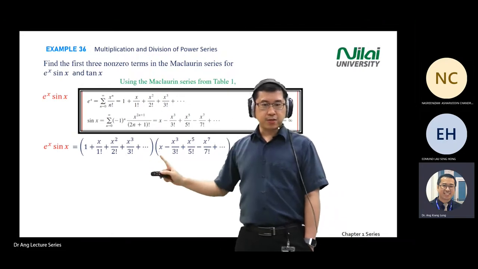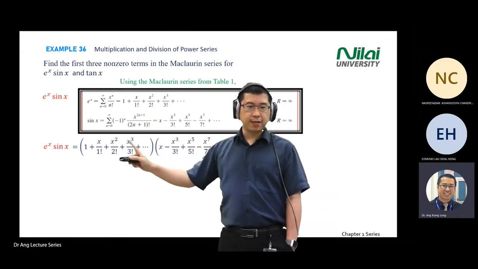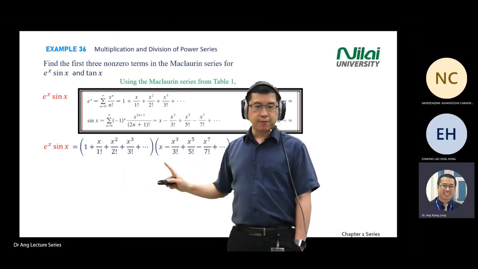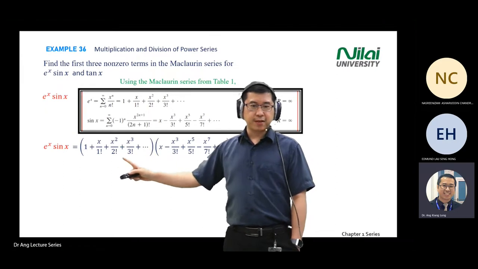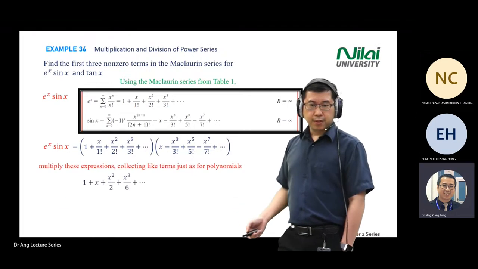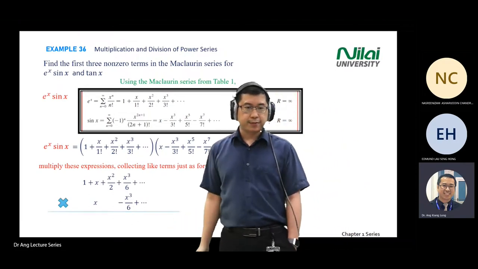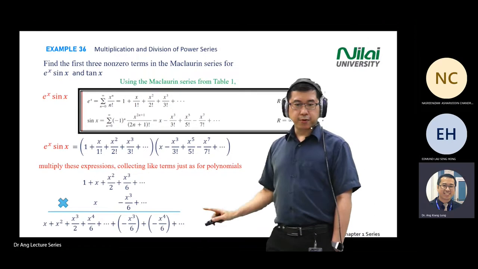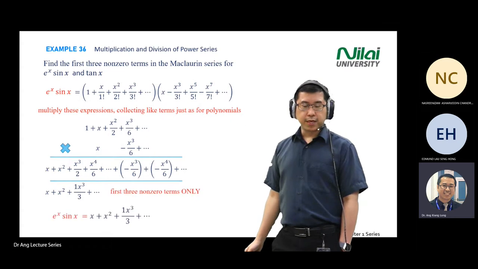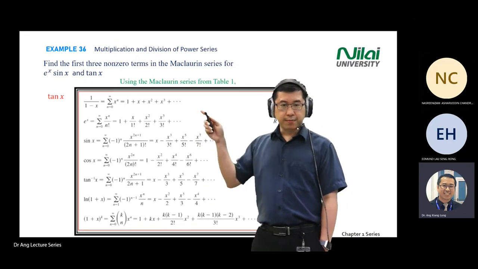1 times this one, 1 times this one, and so on, and then the second one times the first one, second one times the second one, third one times the first one, third one times the second one, third one times the third one, and so on. So this one is just a further step. I just do one step for you in the PowerPoint slides, and you continue. Example 36 has very detailed steps I put in there.